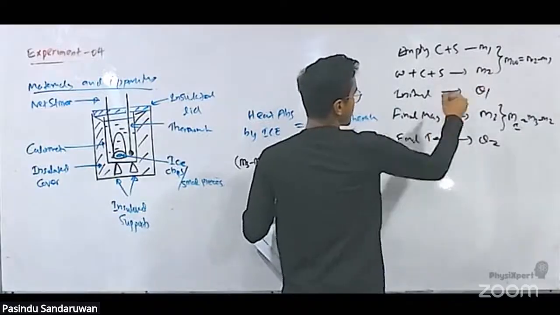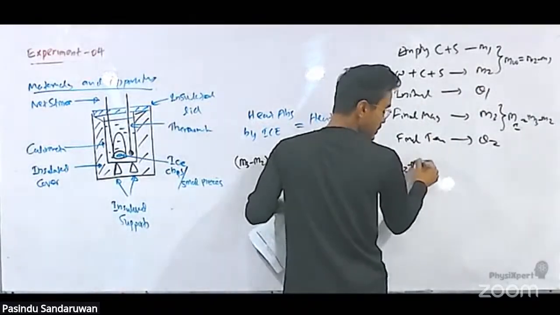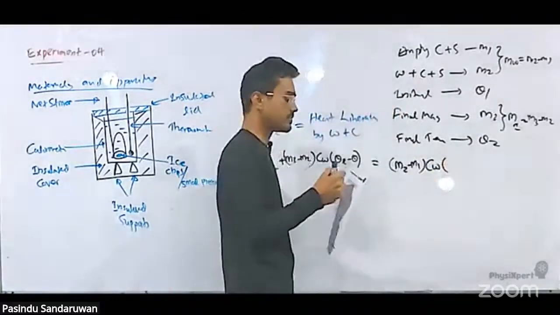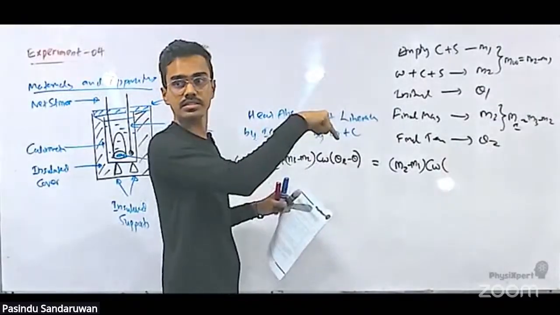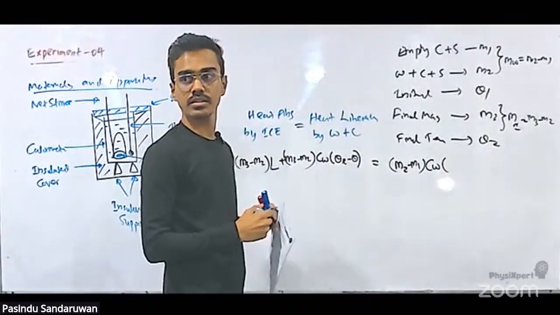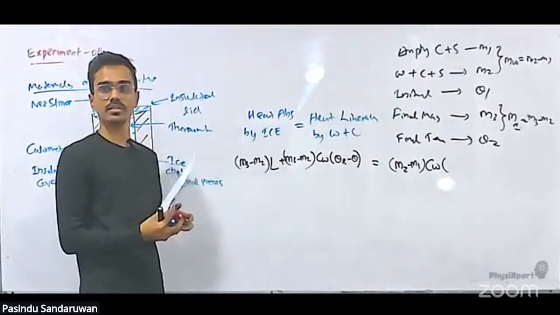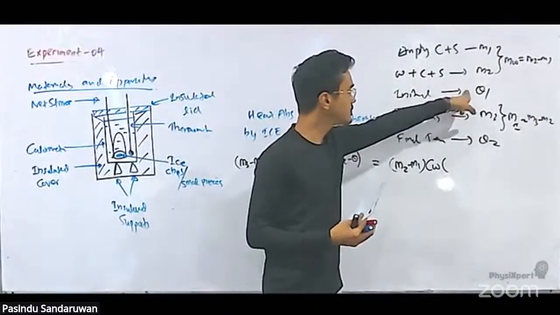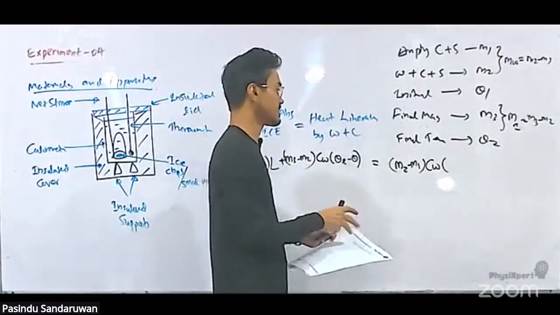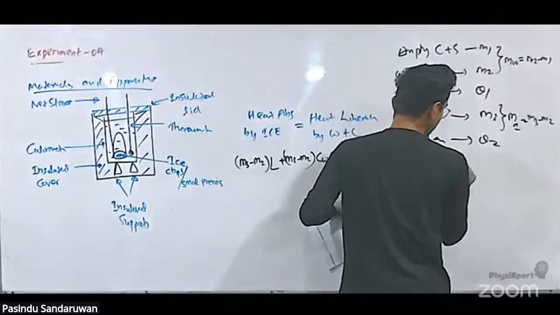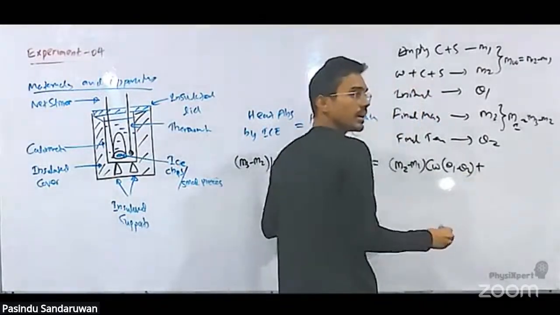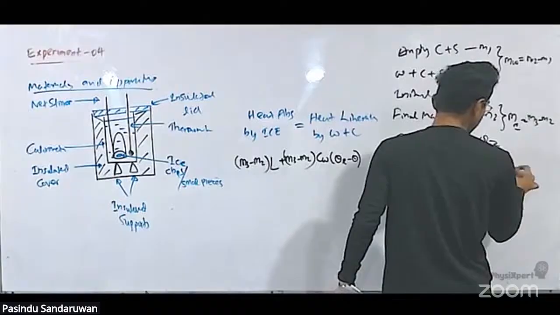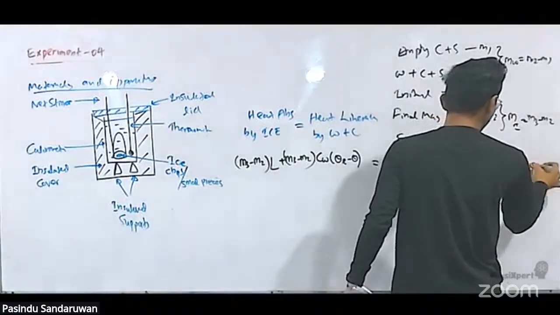Right? Clear? Then from the other side, heat liberates by water and calorimeter. Water means m2 minus m1, right? Then this water is coming from initial temperature to final temperature, theta 1 minus theta 2, because the system is cooling down. When ice is added, the system cools down, so it is coming from theta 1 to theta 2, with the temperature difference theta 1 minus theta 2. And the calorimeter with stirrer, right? This is also coming from theta 1 to theta 2, right?